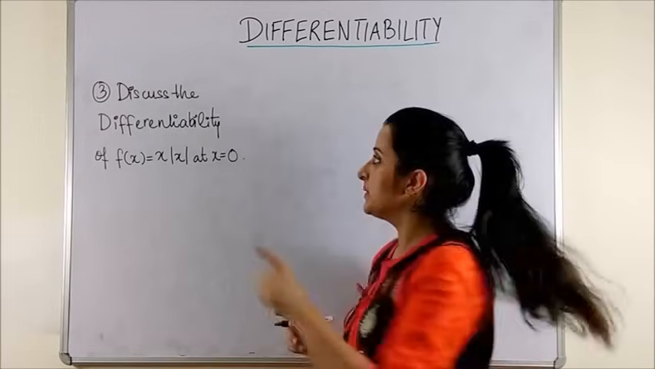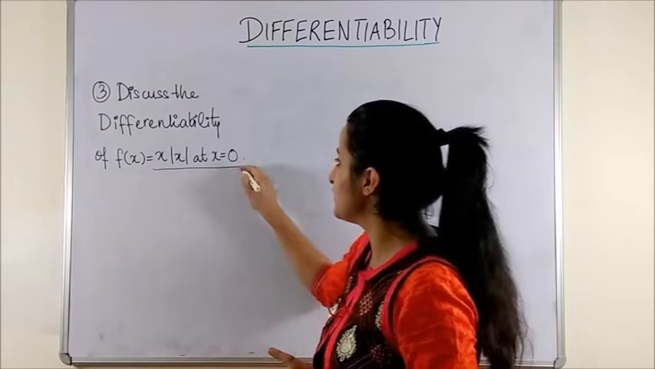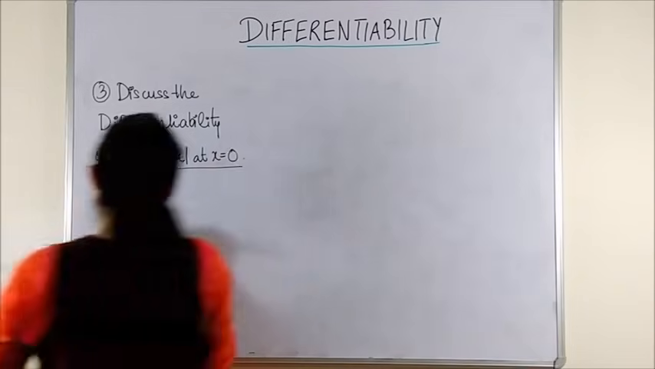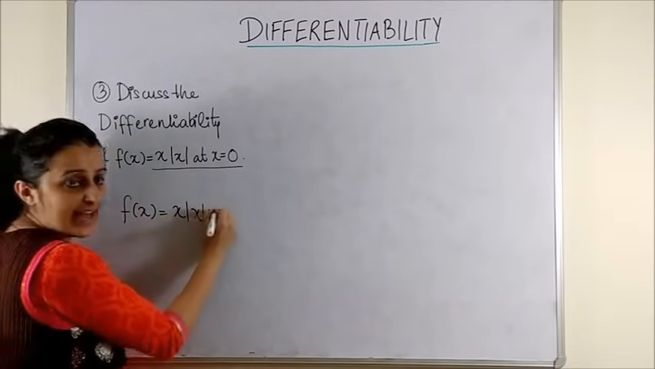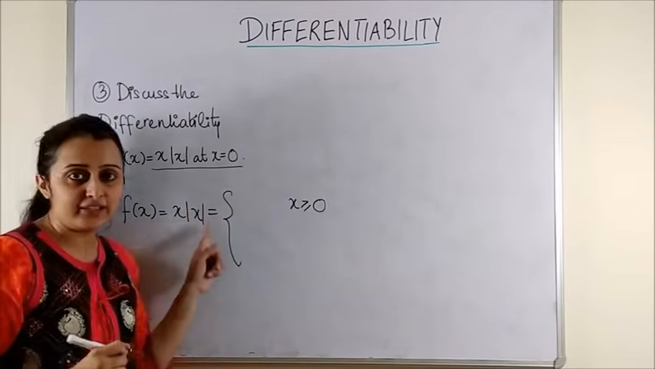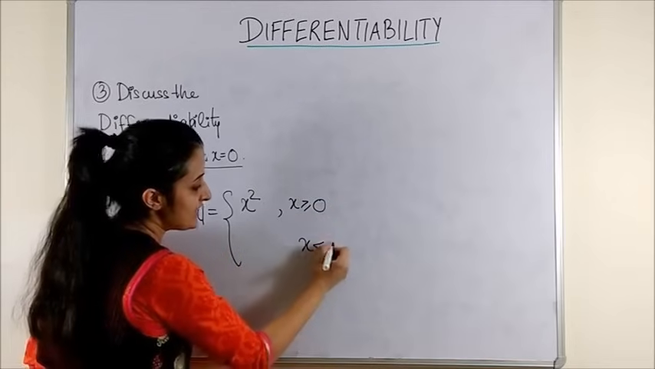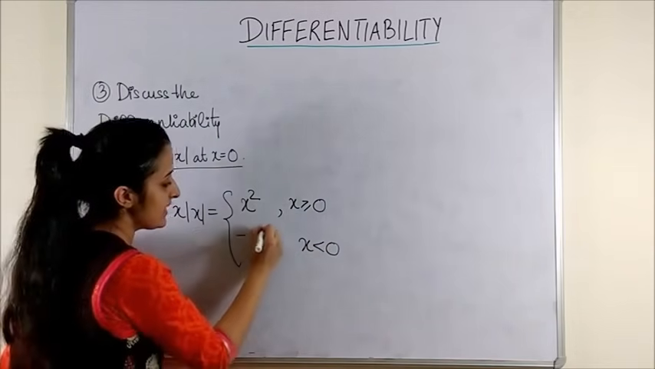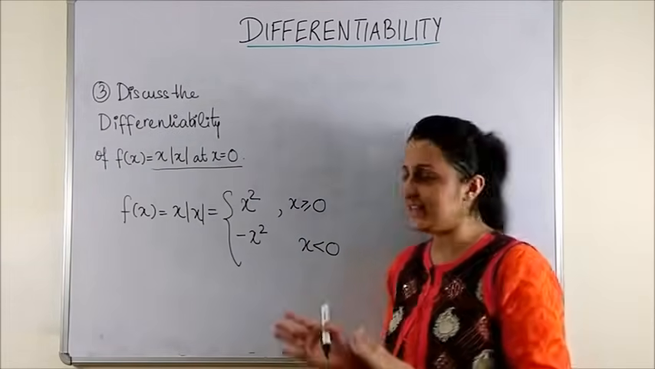Looking at the third question, it says discuss the differentiability of the given function at x equal to 0. So once again, we split your function x mod x as, for x greater than equal to 0, it becomes x into positive x, so gives us x square. And for x less than 0, it gives us x into minus x, which is minus x square. Once your function is ready, it gets very easy.